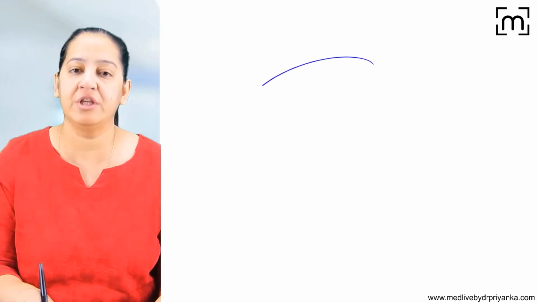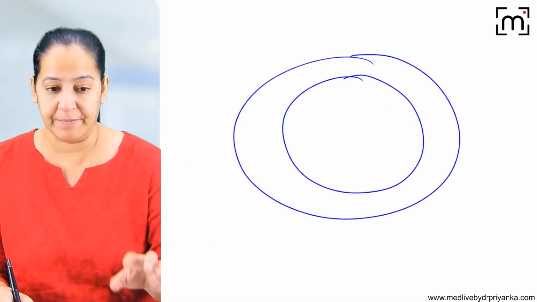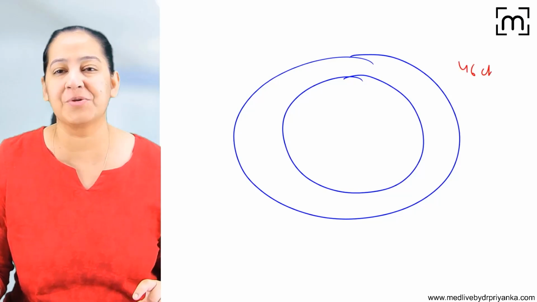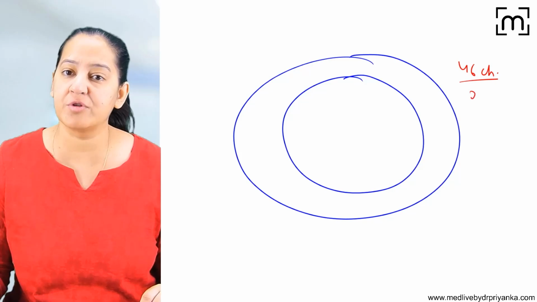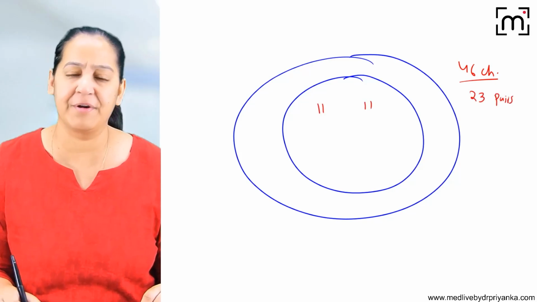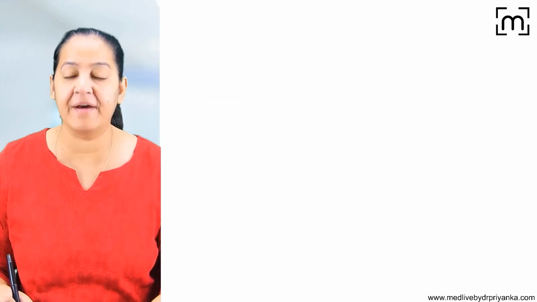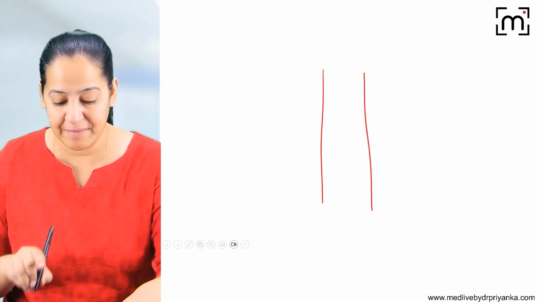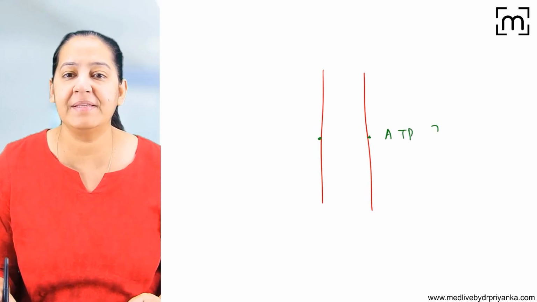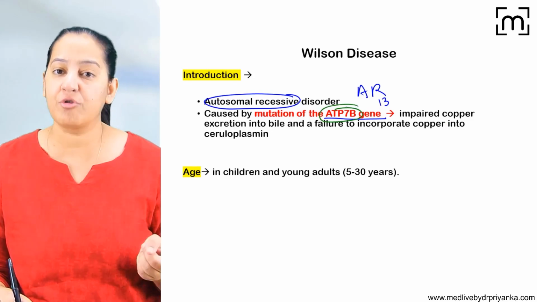We know that the nucleus of human cells is diploid. Total 46 chromosomes are there; or instead of saying 46 chromosomes, say 23 pairs of chromosomes are there. So this is pair number 1, pair number 2, pair number 3, pair number 4, likewise. We are talking about pair number 13. On pair number 13, there is a gene, and the name of that gene is ATP7B. It is present on chromosome number 13.